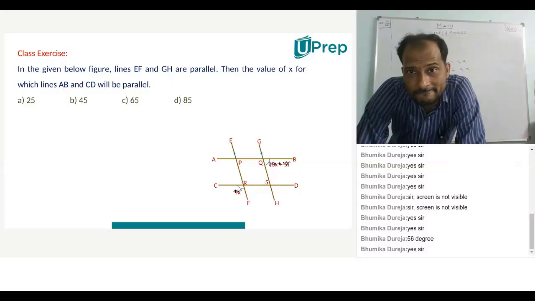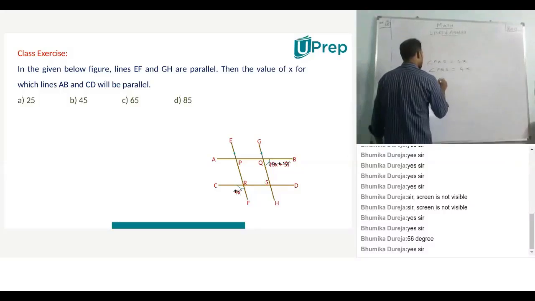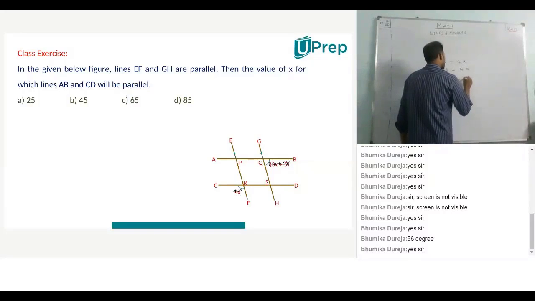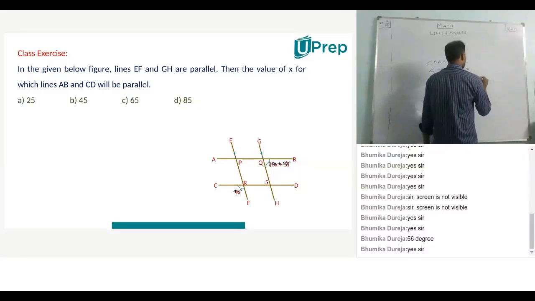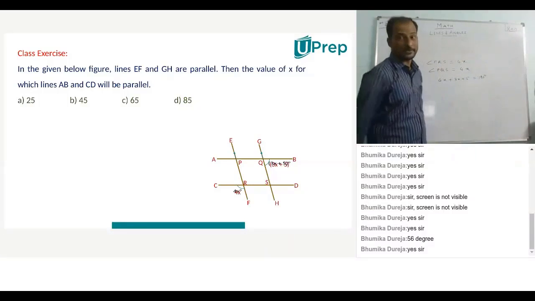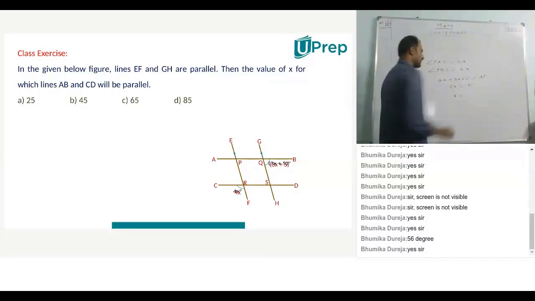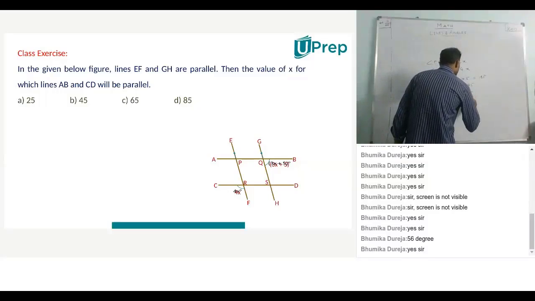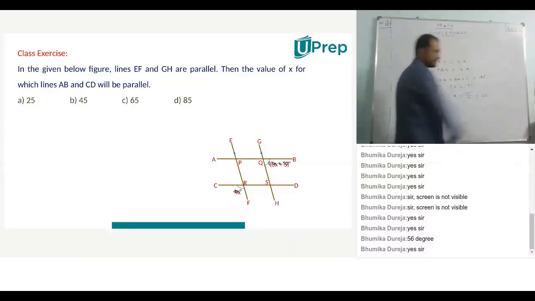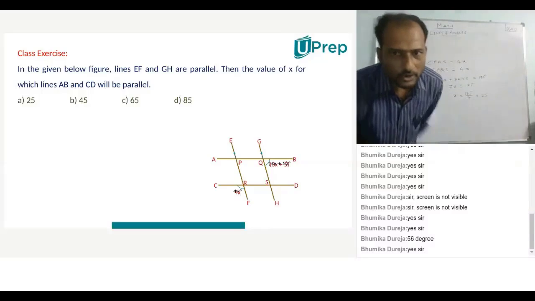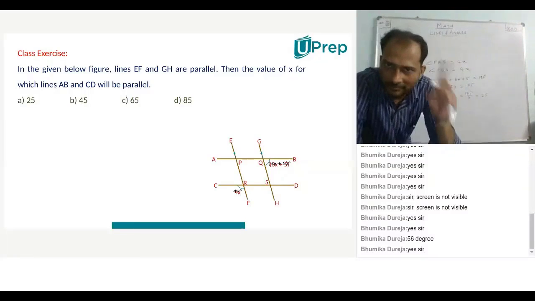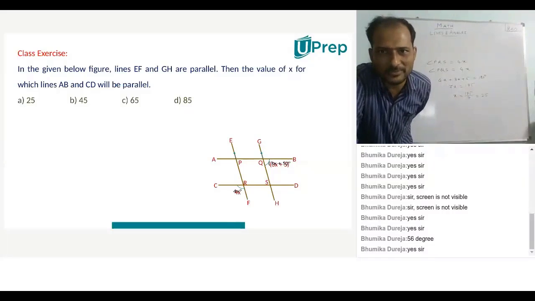Am I right? Yes, sir. So 4x plus 3x plus 5 is equal to 180 degrees. Take this and find the value of x. What do we get? 7x is equal to 180 minus 5, that is 175, and x is equal to 175 upon 7, which is nothing but 25. So for x equal to 25, the lines will be parallel.